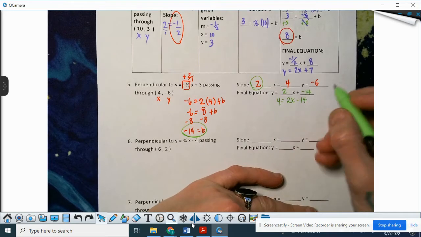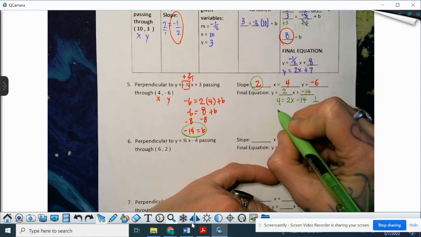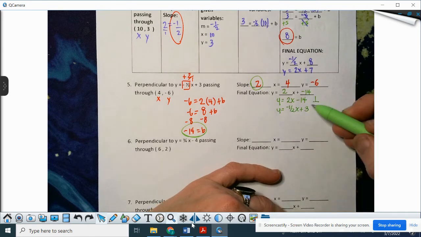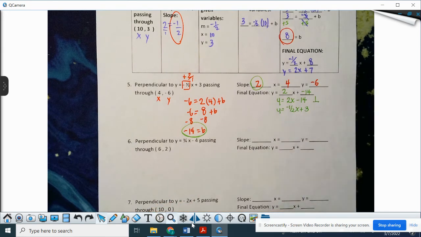And this line is perpendicular to y equals a negative 1/2 x plus 3. Again, your y-intercepts are really not of much conversation. It's just checking to make sure your slopes are opposite of each other. So one's positive, one's negative, and then reciprocal. So the fractions are flipped.